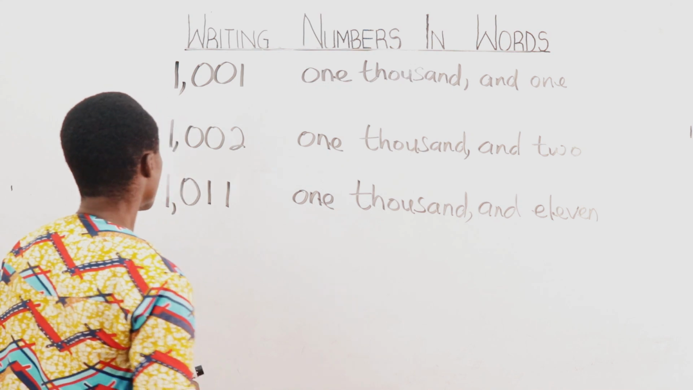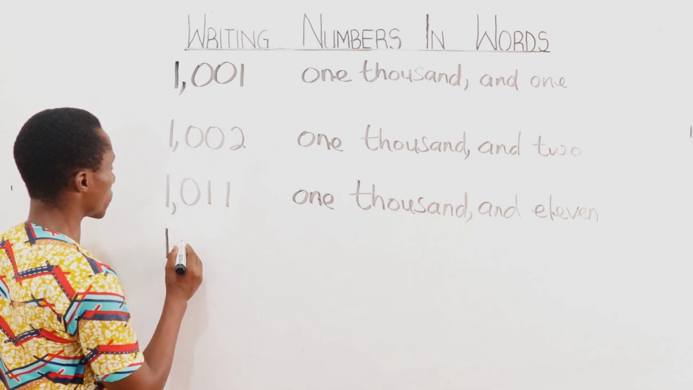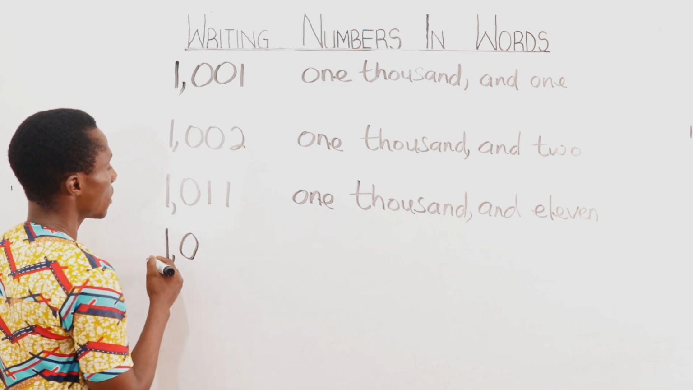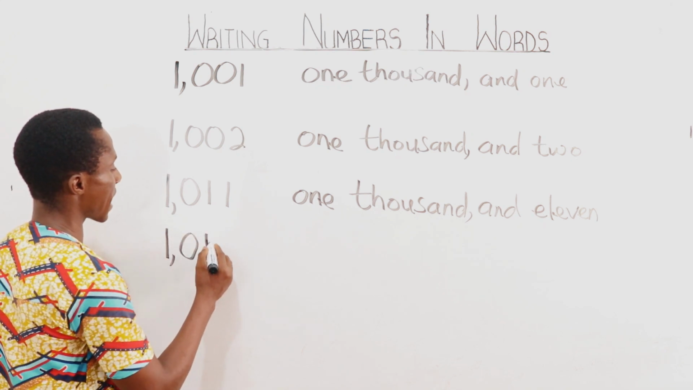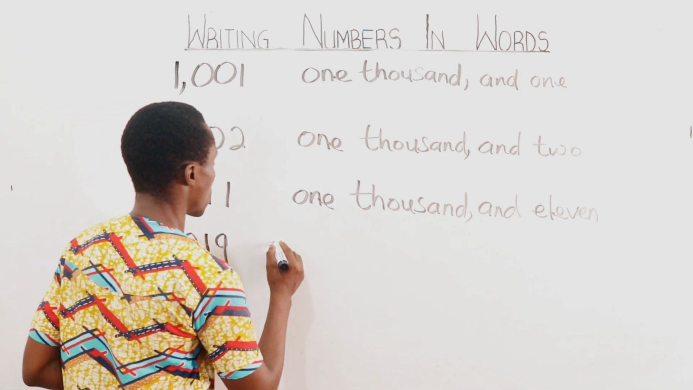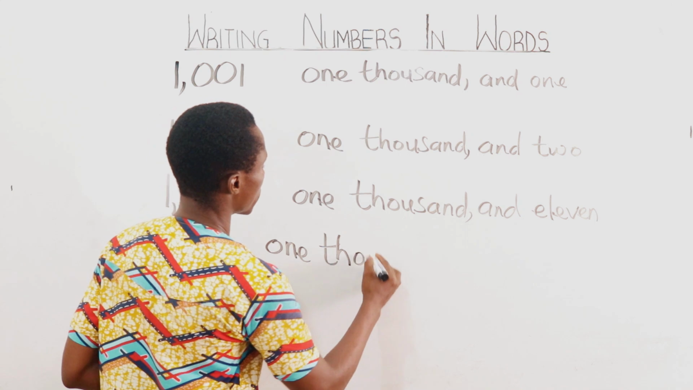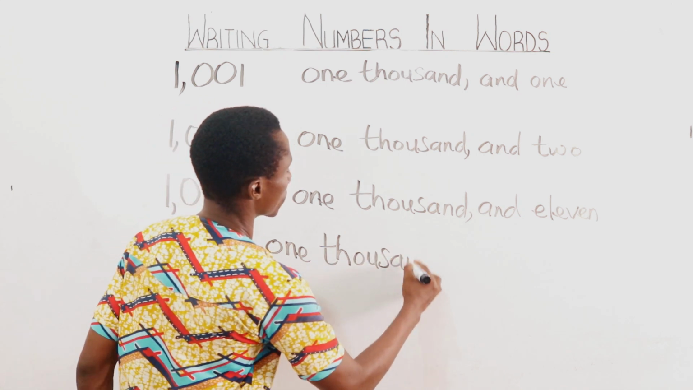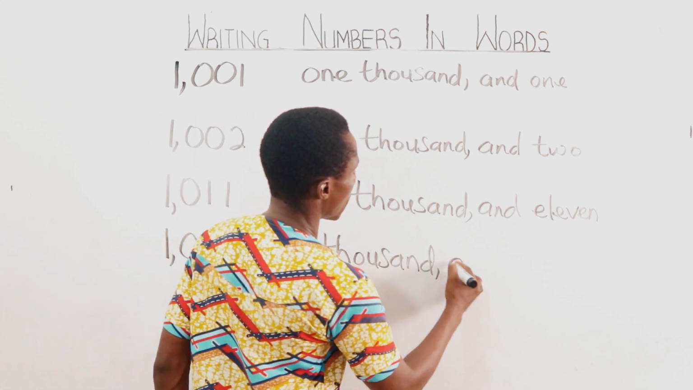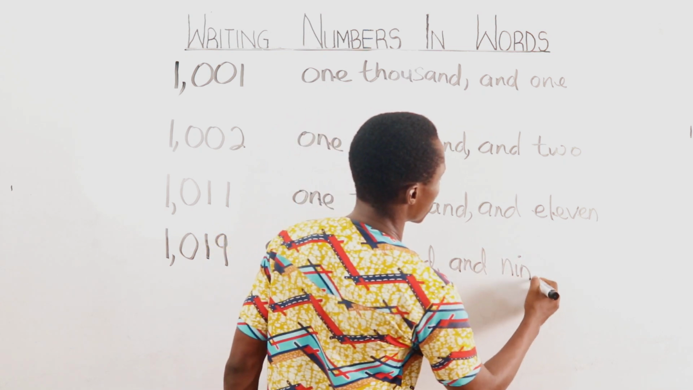Okay. Now let's say we have 1,000 and let's say 19. So we have 1 thousand and 19.